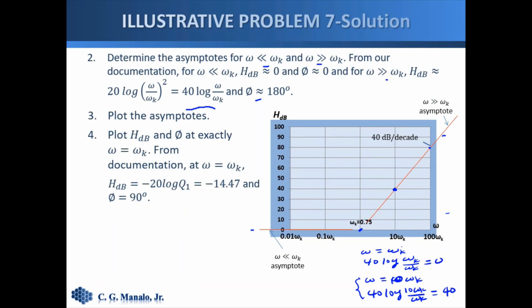Now, we also need to identify the exact location of HDB for omega equals omega k. And from our documentation, that is given by this one. Since Q1 is greater than 1, log Q1 will be positive. So we have 14.47 for Q1. We take the log of that and times negative 20. That will give us this value for the magnitude. And for the phase angle, that will give us 90 degrees. So plotting our quadratic zero will give us this plot.